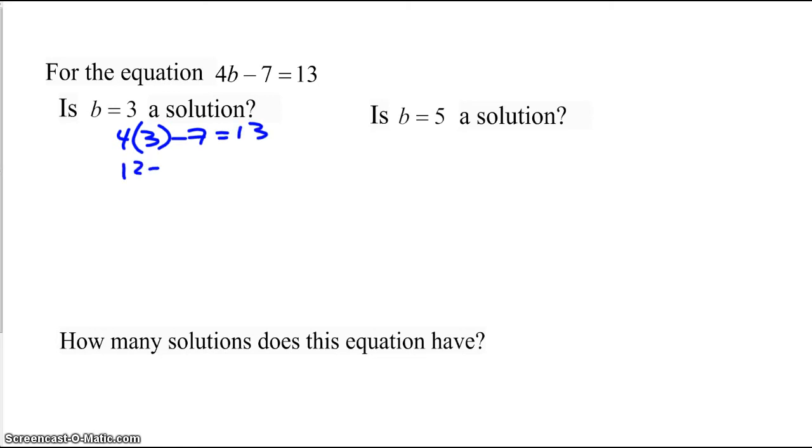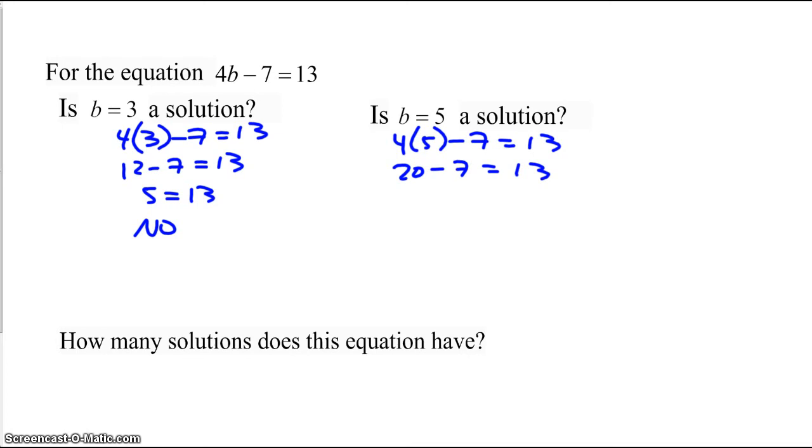So that's going to be 12 minus 7. That's going to be 5 on the left side, so the left side evaluated to a 5 and the right side evaluated to a 13. That's not true, and so we would say no, 3 is not a solution to this equation. Okay, what about 5 here? We got 4 times 5 if I plug 5 in for b. That's 20 minus 7. So the left side evaluates to 13, the right side evaluates to 13. So yes, 5 is a solution to that equation.